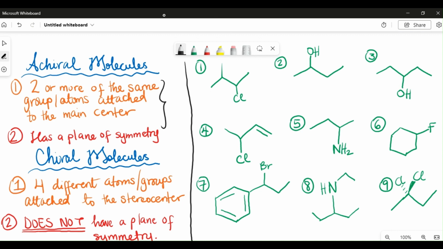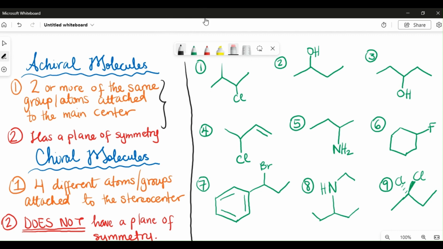So, for example, say the main center is, say, P. If you have two or more of the same atom that are attached to the center, because whenever you want to determine whether it's chiral or achiral, the center has to be attached to four different atoms, because whenever you're dealing with chirality or non-chirality, you're dealing with tetrahedral structures. So that means they have four different attachments to a center. So whenever you have two or more of the same, that means that molecule is achiral.